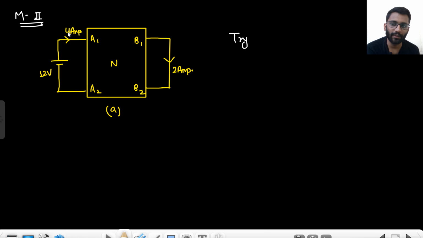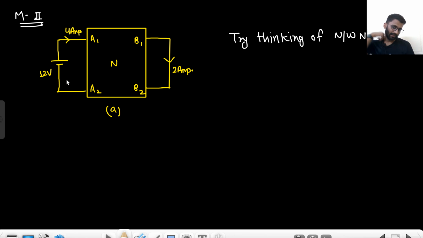If you apply 12 volt, there would be 4 ampere current, and here we will have 2 ampere current. This has to be satisfied. Try thinking of network N. How would you think? Tell me one thing. Here the equivalent resistance should be 3 ohm, right?